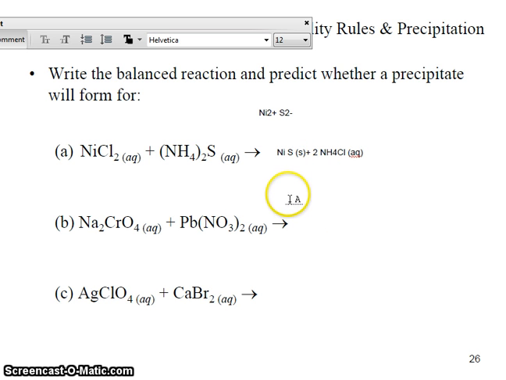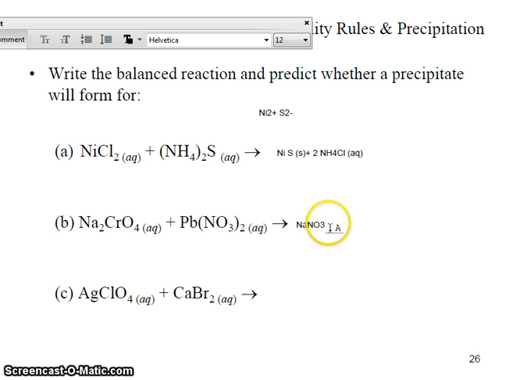Based on the principle, let's see if we can predict what's going on in the second one. We have lead 2 nitrate, which is reacting with sodium chromate. So my possibilities are that the sodium is going to react with the nitrate component, to give you NaNO3, and you're going to end up with 2 moles of that.